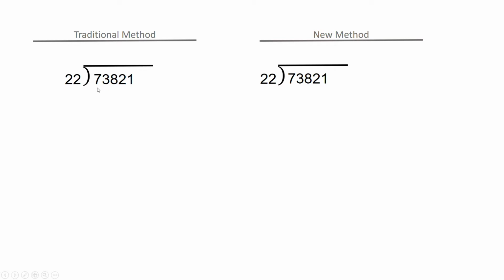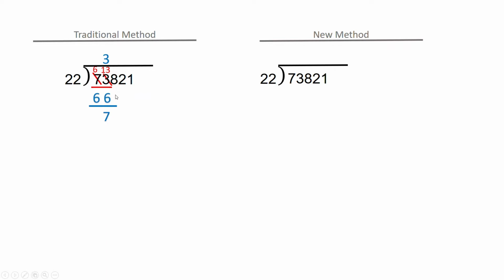So, our dividend is 73 divided by 22, so 3, and 3 times 22 is equals to 66. And we subtract, so 3 minus 6, so 3 is less than 6, so we borrow 1 from 7. So yung 7 nagiging 6, and yung 3 nagiging 13. So 13 minus 6 is equals to 7, and 6 minus 6 is equals to 0. So we bring down another digit.